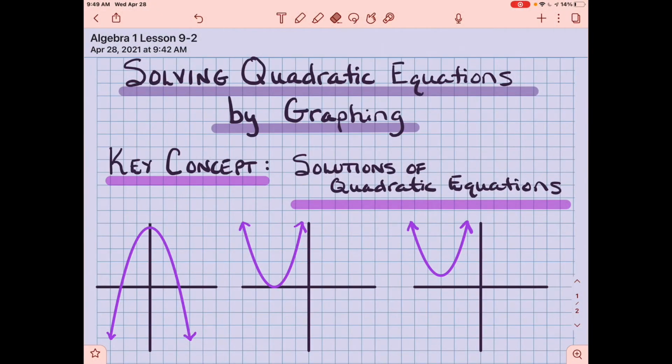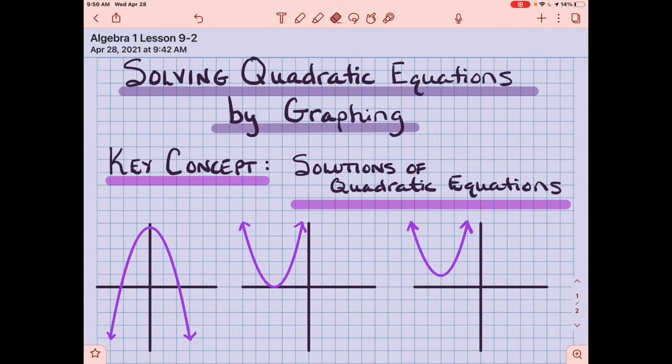Students, this is lesson 9.2 and it is called Solving Quadratic Equations by Graphing. Make sure that you label your notes really clearly. Highlight the title, copy it down, label it, make sure it's very clear. Lesson 9.2, Solving Quadratic Equations by Graphing.